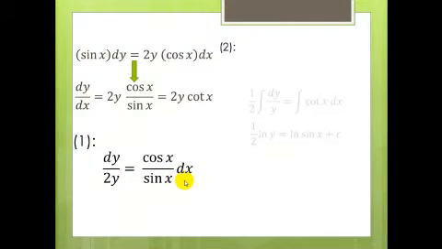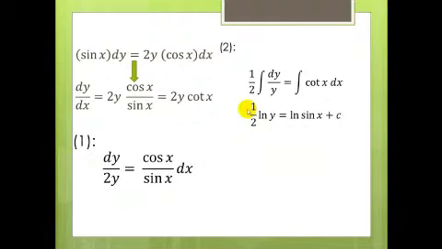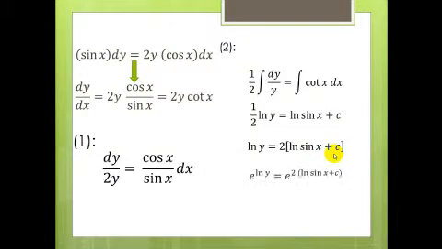Step 2. We now integrate both sides of the equation. We then arrive at ln y equals 2 times quantity ln sine x plus c. Then, converting it to its exponential form, we have e to the ln y equals e to the 2 times ln sine x plus c.